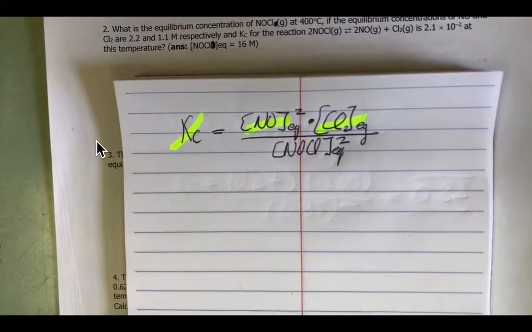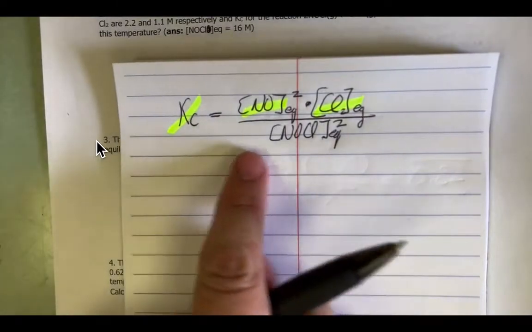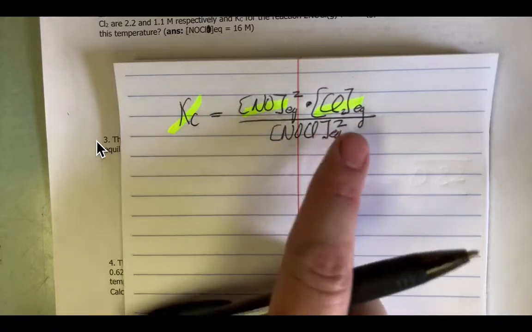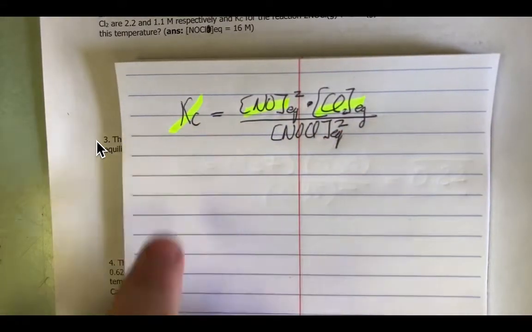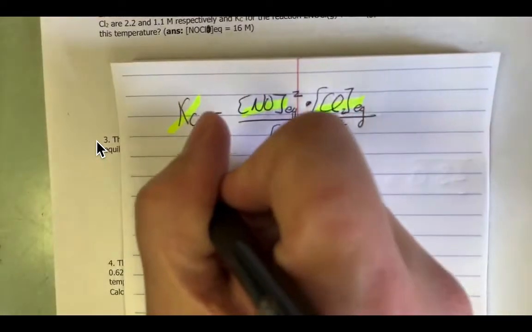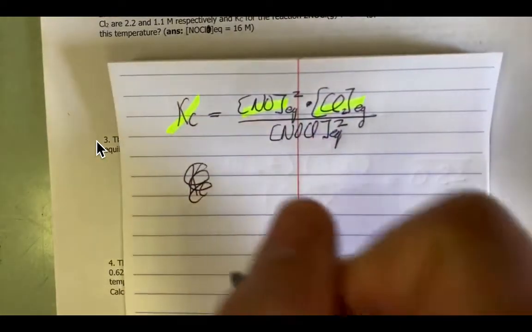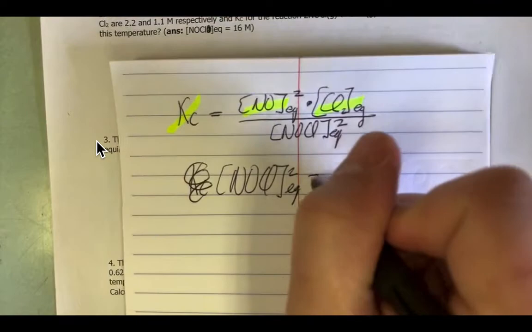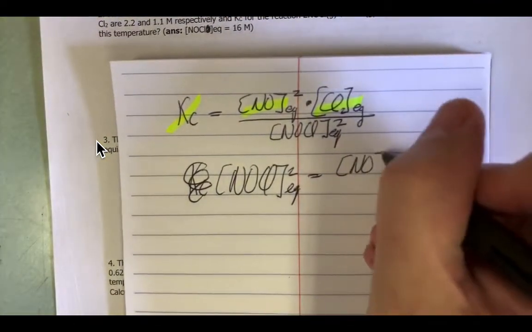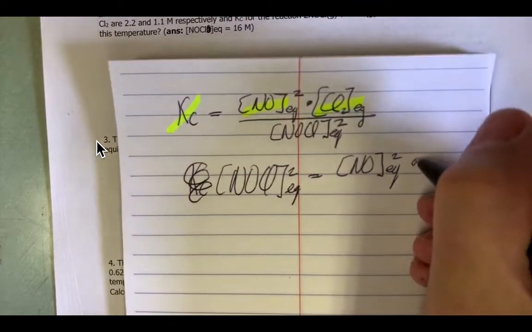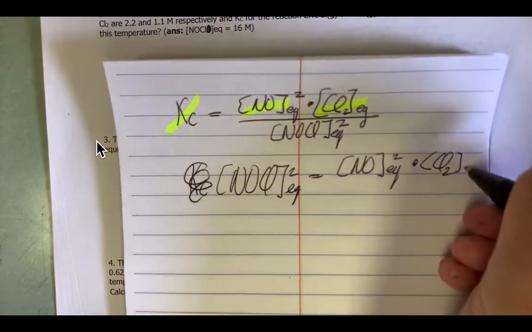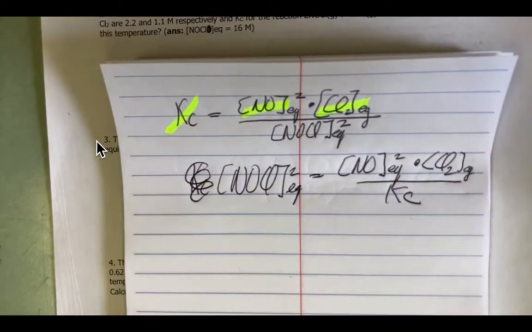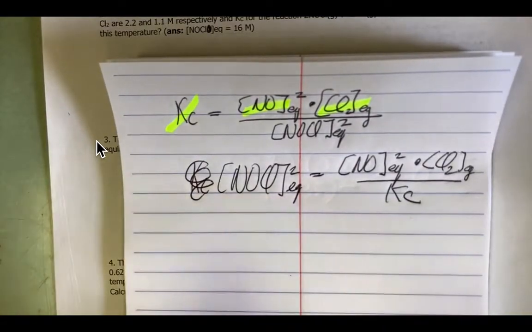I'm going to go ahead and do the algebra first then. What I will end up ultimately doing is multiplying both sides by NOCl squared and dividing both sides by Kc. So NOCl squared at equilibrium is equal to NO at equilibrium squared times Cl2 at equilibrium over Kc. Well, I'm not totally done there yet. I still have my concentration of NOCl squared.